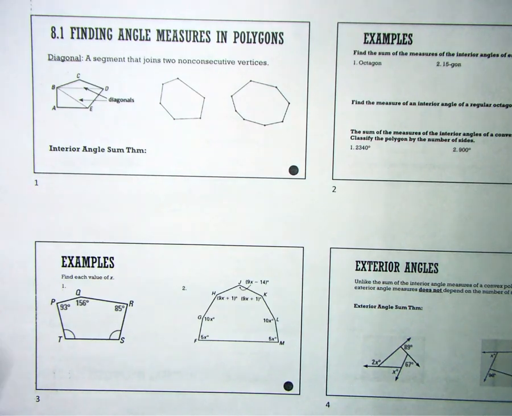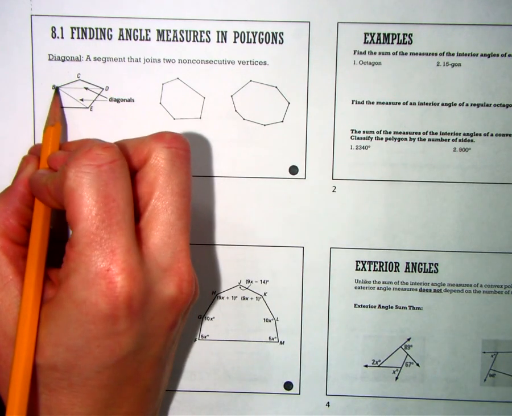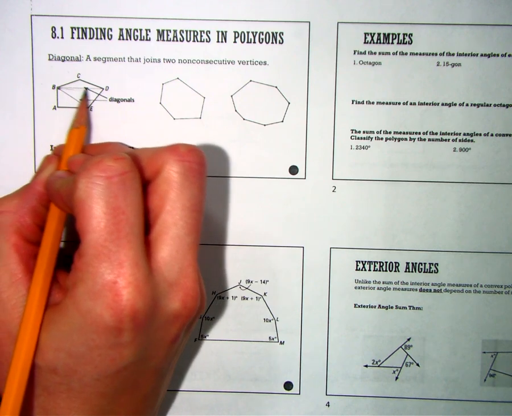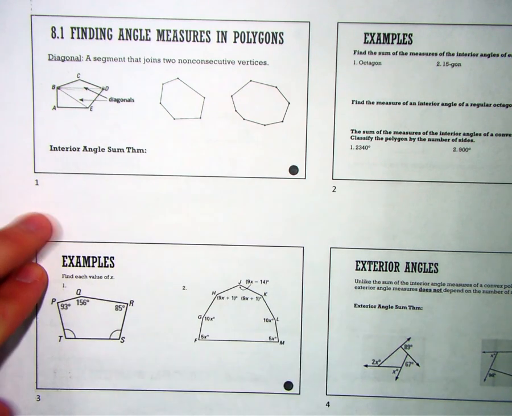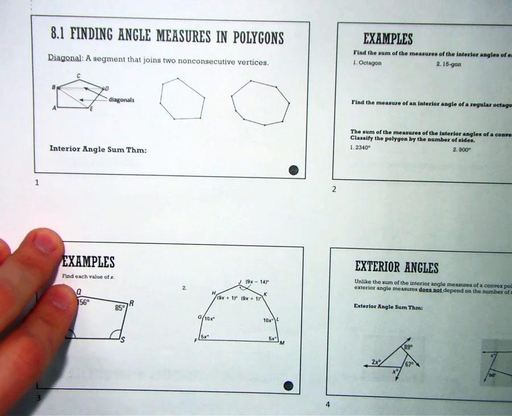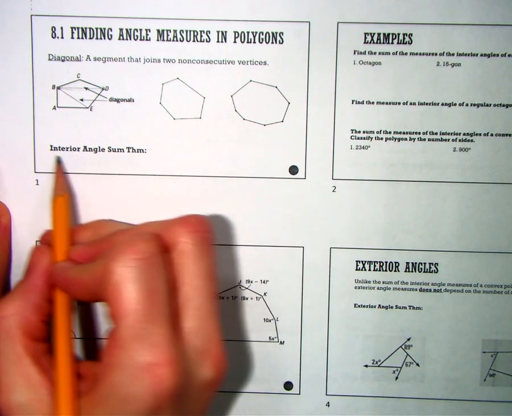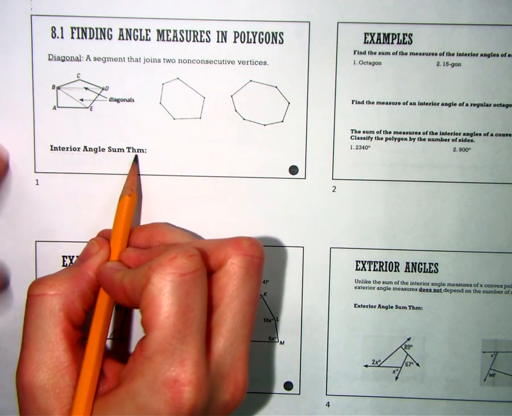Okay, so a diagonal is going to be anything that goes from a vertex and goes across the shape and joins to another vertex. Now, why do we need to know that? Because what we need to know is how many degrees are inside of a polygon.